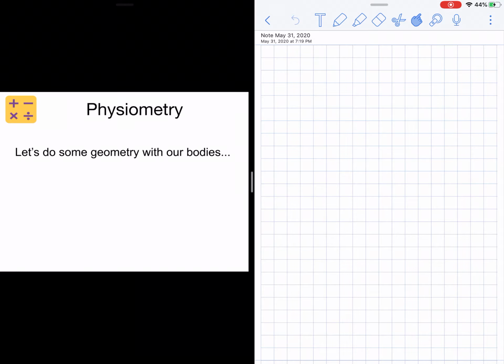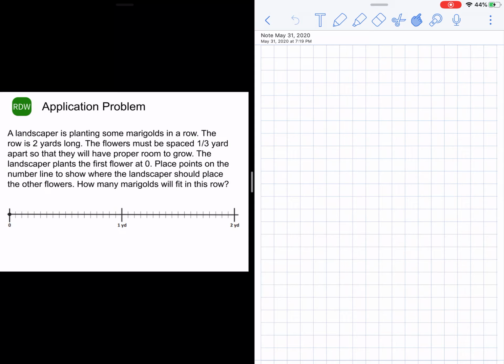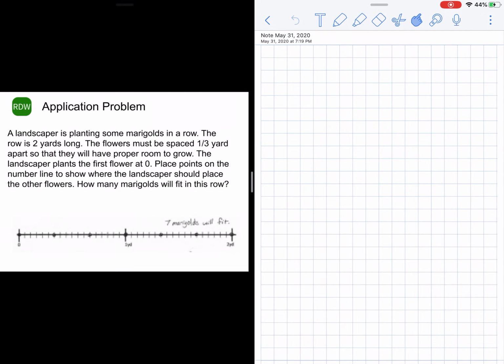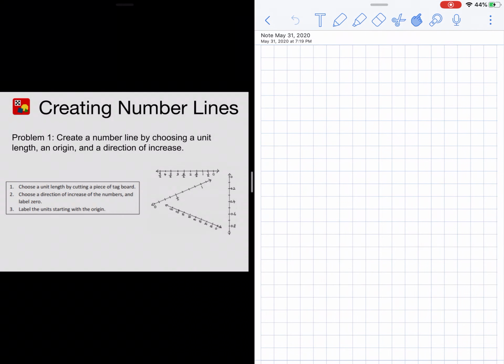Let's do some geometry with our bodies. Everybody up. Oh, never mind. For some reason, it didn't have that on there. 7 marigolds will fit. We already did that on the application problem.